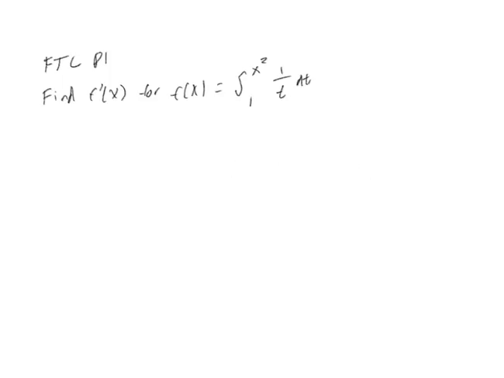So in our problem, we have three different sections. One is that f of t equals 1 over t. The upper limit is that h of x equals x squared, and the lower limit is that g of x equals 1. Those are the three things we have to remember.